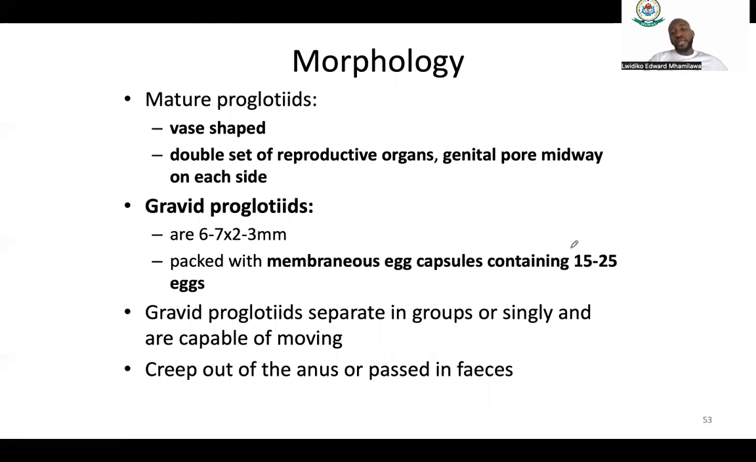They could have not so many eggs, about 15 to 20. Gravid proglottids separate in groups or singly, and they're capable of moving. They can creep out of the anus, or they can be passed out in feces. So this is a very unique feature: gravid proglottids have a life of their own. They are able to move.